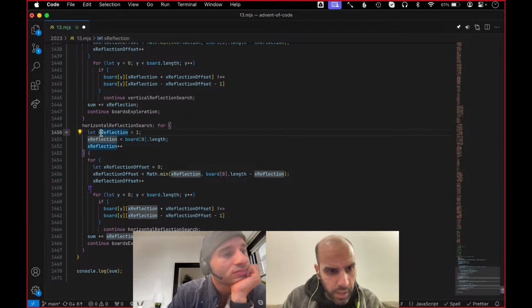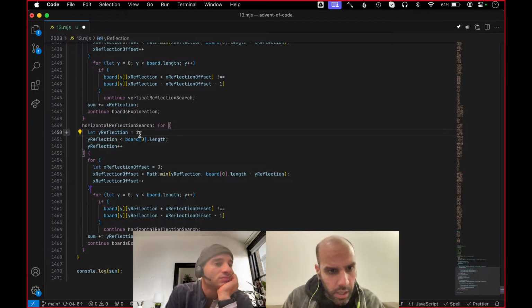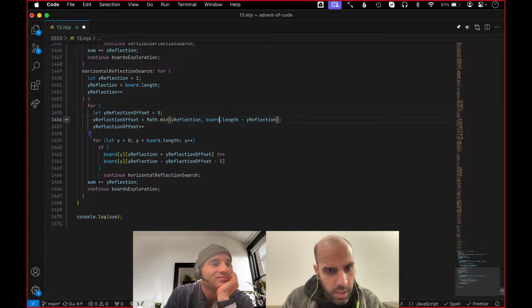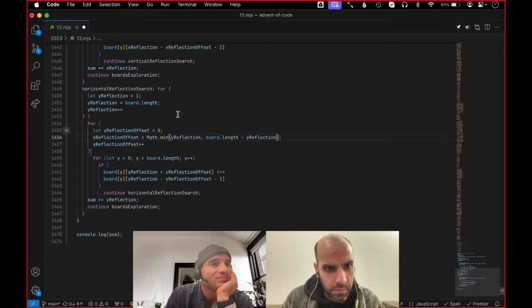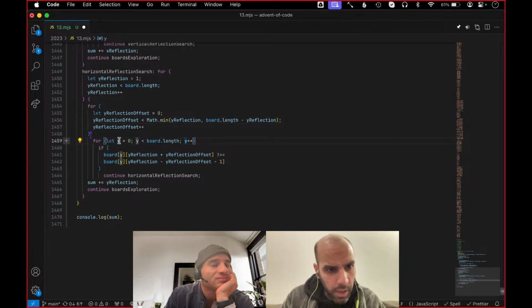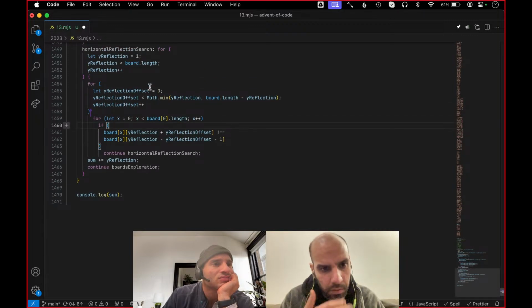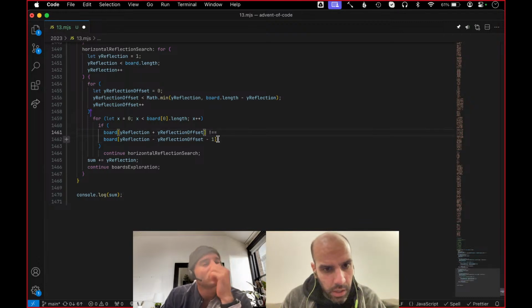So for X reflection becomes Y reflection. And it doesn't go to the board length, it goes to the board length. The X reflection offset becomes the Y reflection offset, which in this case is probably simply this. Then my Y becomes my X, which goes up to that. No, this actually stays. We are first offsetting into Y. Indexing into Y is what I meant to say.